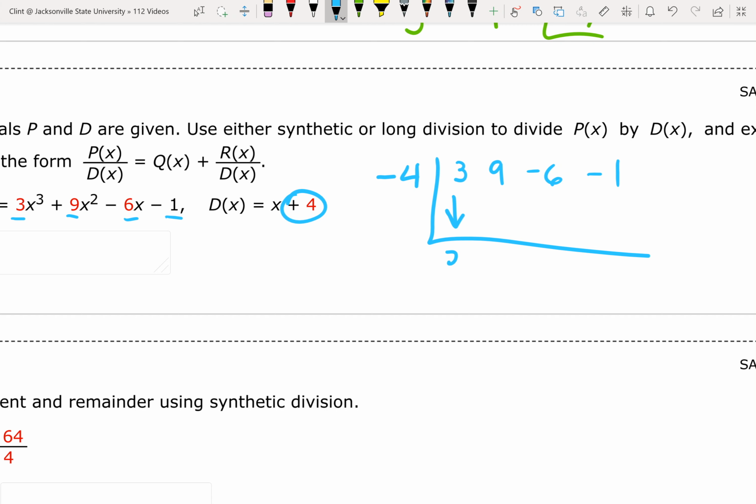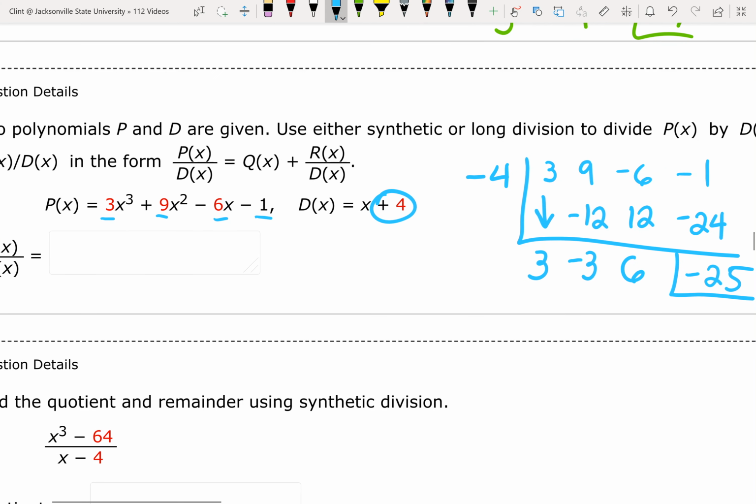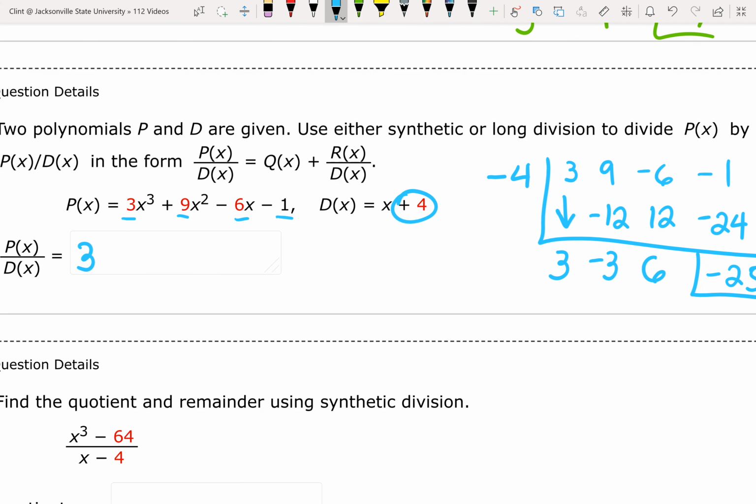Bring down my 3. 3 times negative 4 is negative 12. Gives me negative 3. Negative 3 times negative 4 is positive 12. Gives me positive 6. 6 times negative 4 is negative 24. I end up with a remainder of negative 25. My problem had x cubed, so now I'm going to start with x squared. So I'm going to have 3x squared minus 3x plus 6 plus my remainder of negative 25 over x plus 4. Okay.